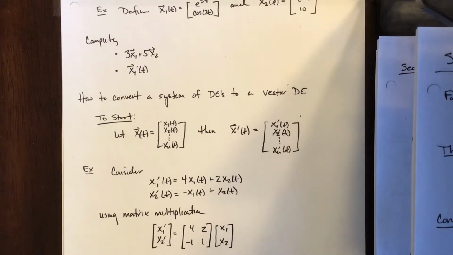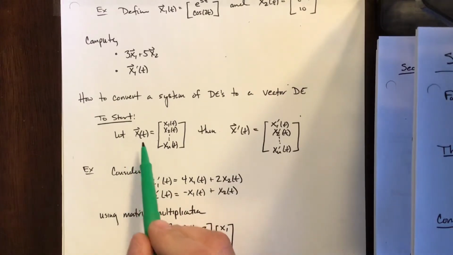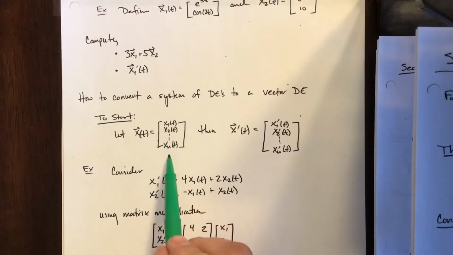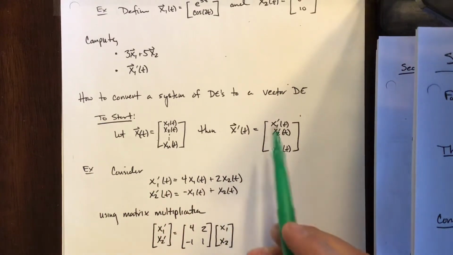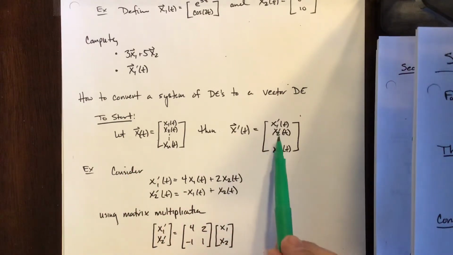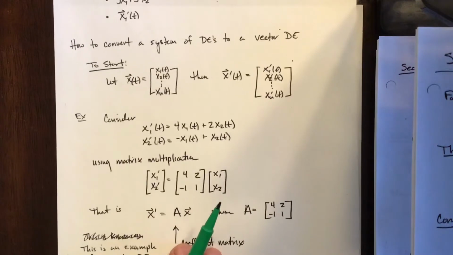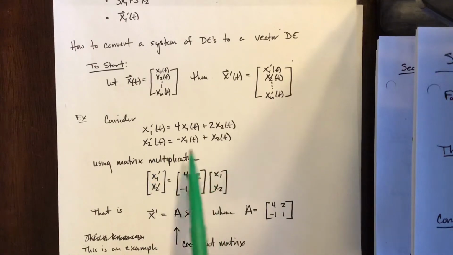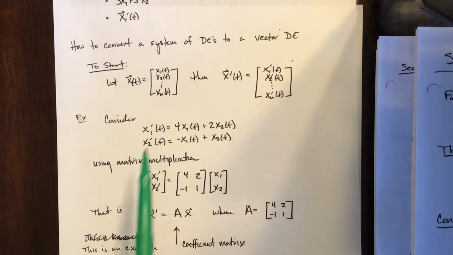How to convert a system of differential equations to a vector differential equation. In short, let's think of x of t to be a vector with n functions of t. Then we define the derivative x prime of t to be the derivative of each component-wise. So if you look at the system of differential equations like this, on the left-hand side, really what we are describing is x prime of t. Its components are x1 prime and x2 prime, so let's refer to it as the vector x prime.